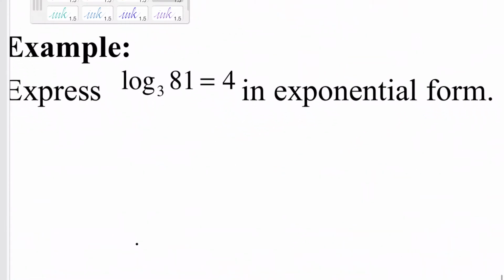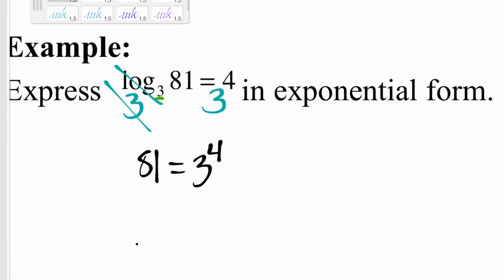So here, my base is a 3. And they want me to put this into exponential form, which means that they want me to get rid of the log. Because I have a log base 3, I'm going to do a base of 3 on both sides. So my log base 3 and my big base 3 cancel out. I'm left with an 81 on the left side. And then because the 3 is now the base, that 4 becomes the exponent. So 3 to the fourth power. And when we switch forms like this, it will make it a little bit easier to see. We have 3 to the fourth power is equal to 81.